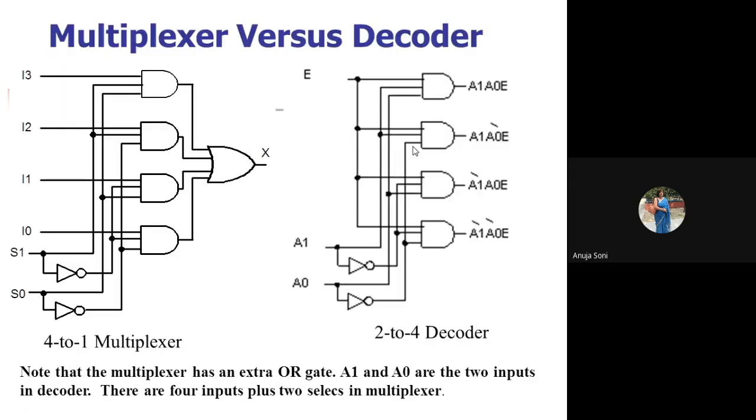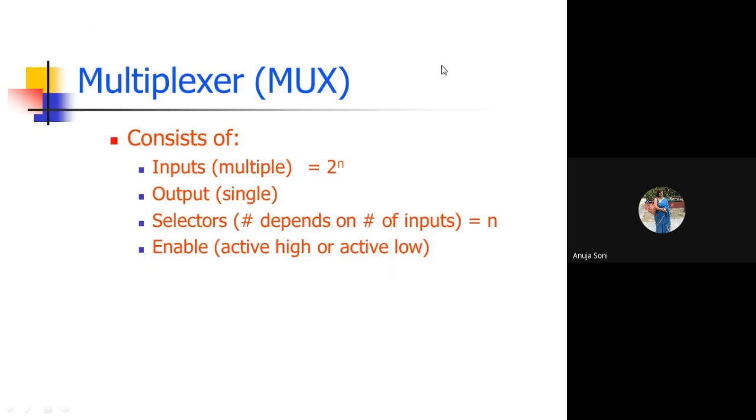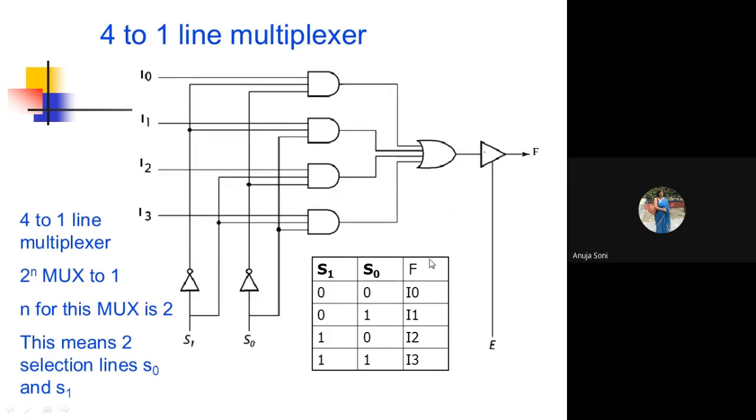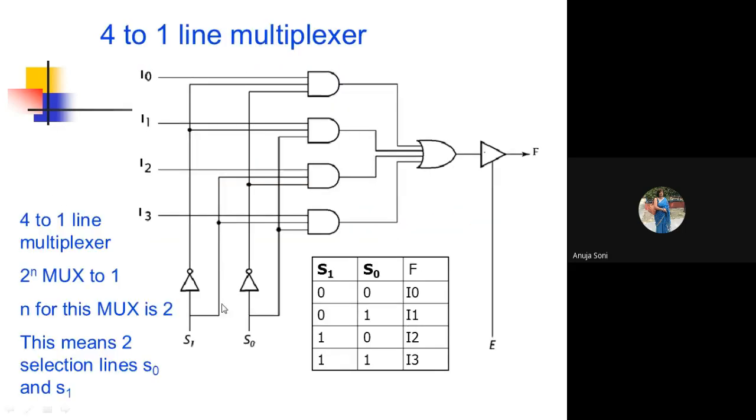And similarly, you may be asked to draw the same kind of diagram of size 2 raised to power 3 into 1. 2 raised to power 3 into 1 means 8 into 1. 8 input lines will be there, and 1 output. And how many select pins will be there? 2 raised to power 3 means 3 select pins will be there. 3 select pins means 8 combinations will be there: 0 0 0, 0 0 1, 1 0 0, and so on. Accordingly, you can formulate the formula and make the connections. So this way the multiplexer will work.